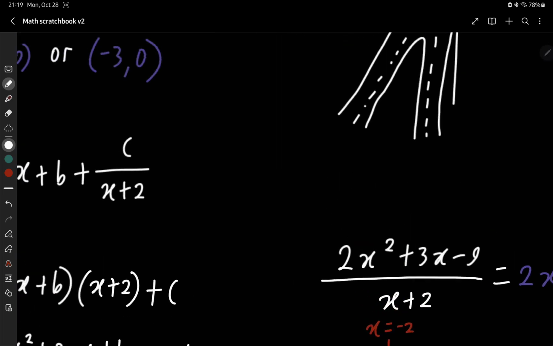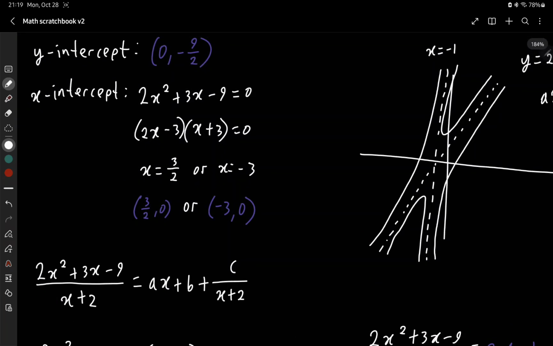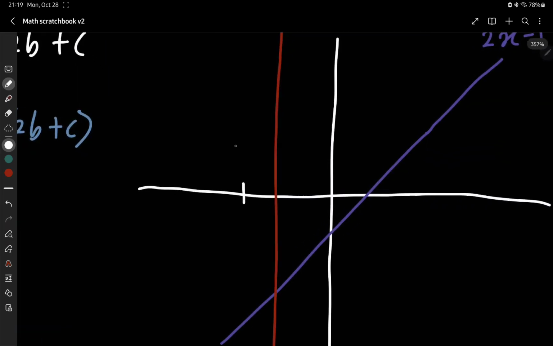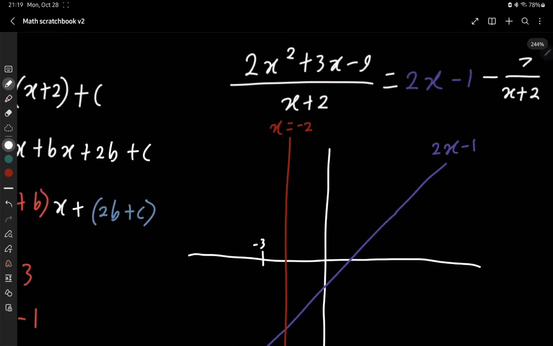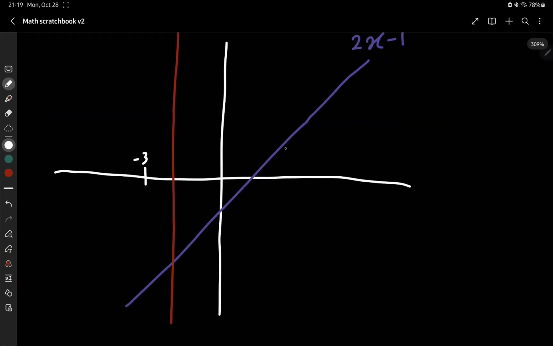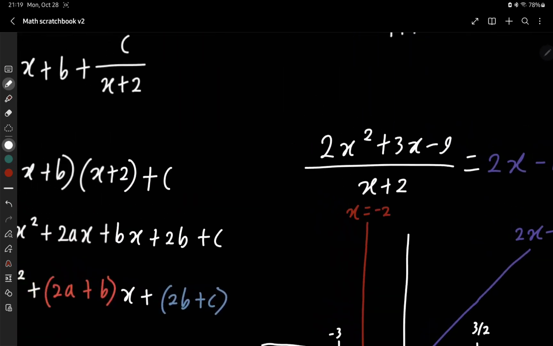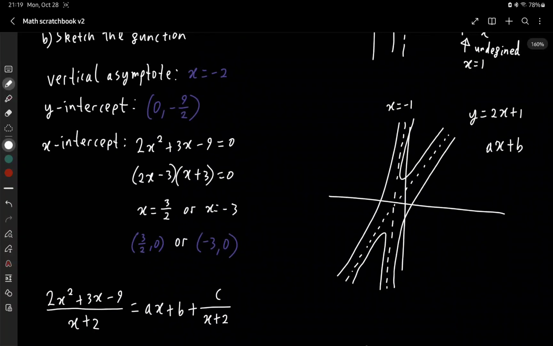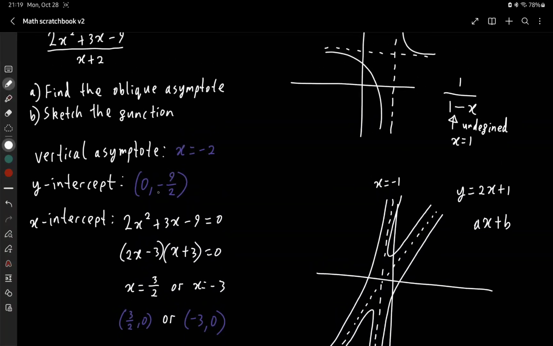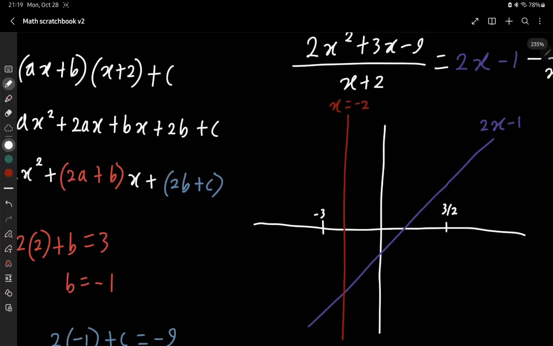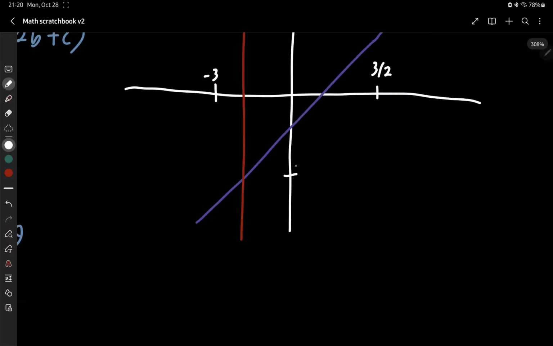So we get x-intercepts at -3 or 3 over 2. So let's say like -3 is here. And then 3 over 2 is like around here. So we have those, and we know the y-intercept because we set everything to 0, and that's at -9 over 2. So that's like maybe around here.